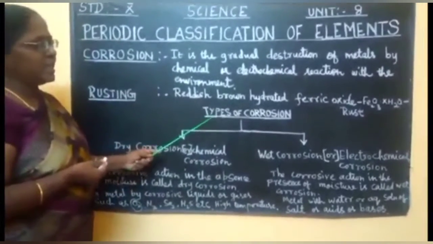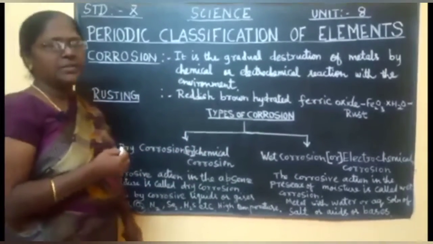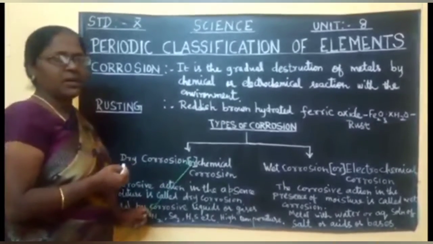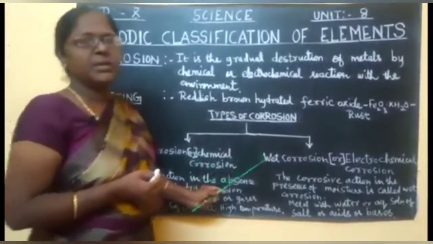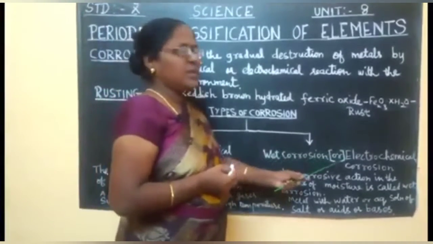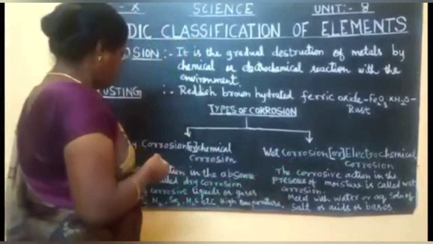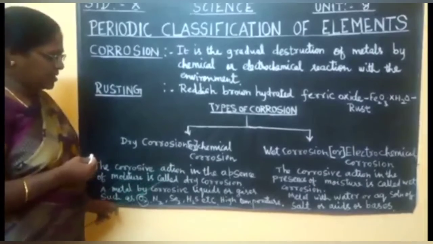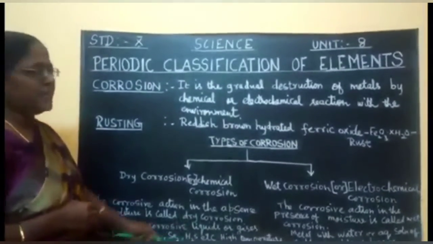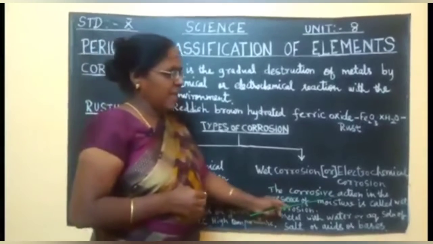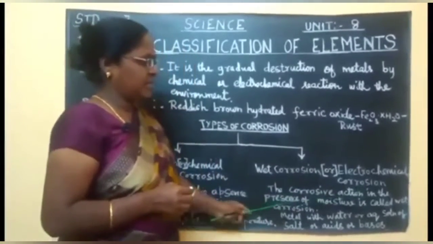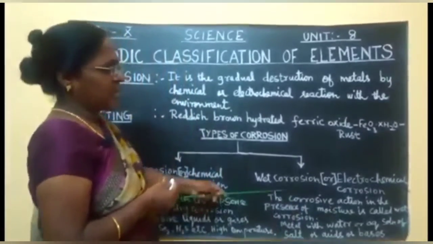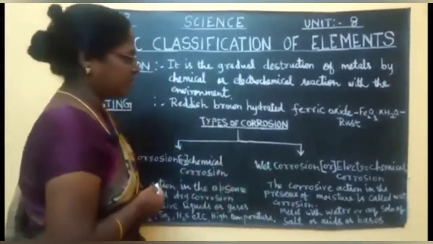Next one, types of corrosion. Here we are having two types of corrosion. One is called as dry corrosion or chemical corrosion. Another one is wet corrosion or electrochemical corrosion. Here the corrosive action is taking place in the absence of moisture. It is called as dry corrosion. Next one, the corrosive action is taking place in the presence of moisture. It is called as wet corrosion or electrochemical corrosion.